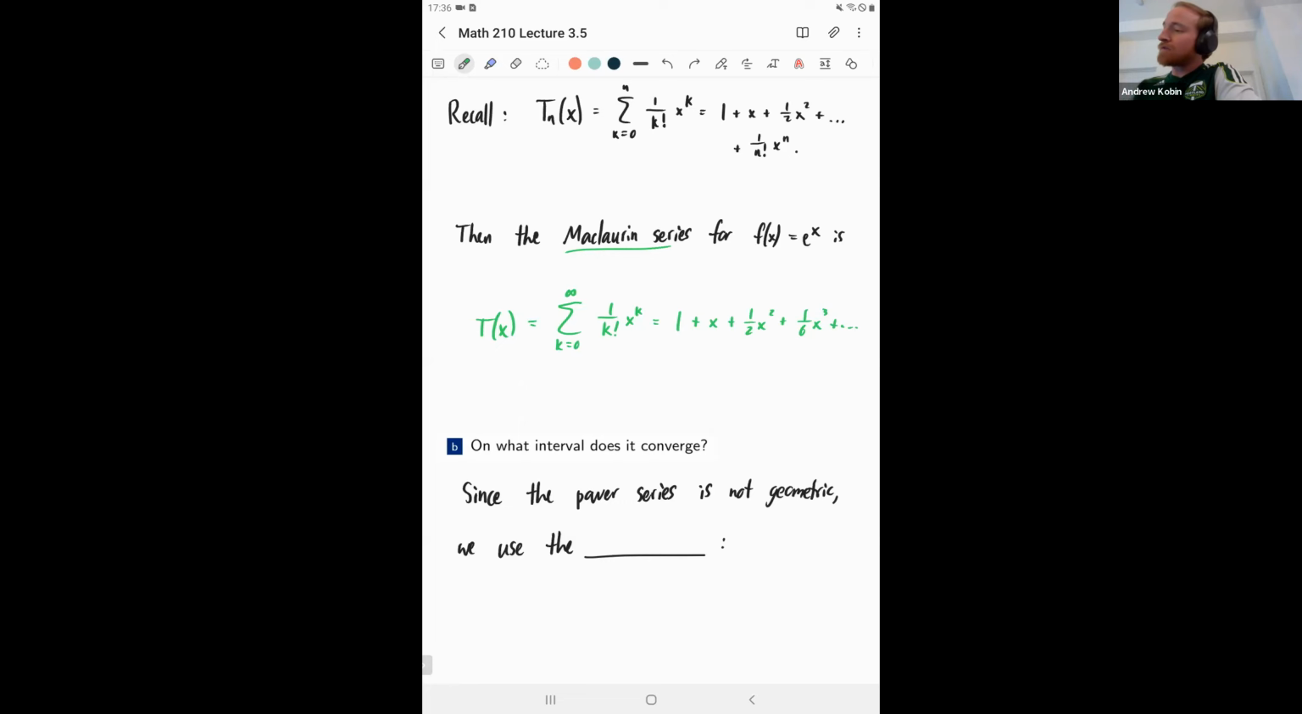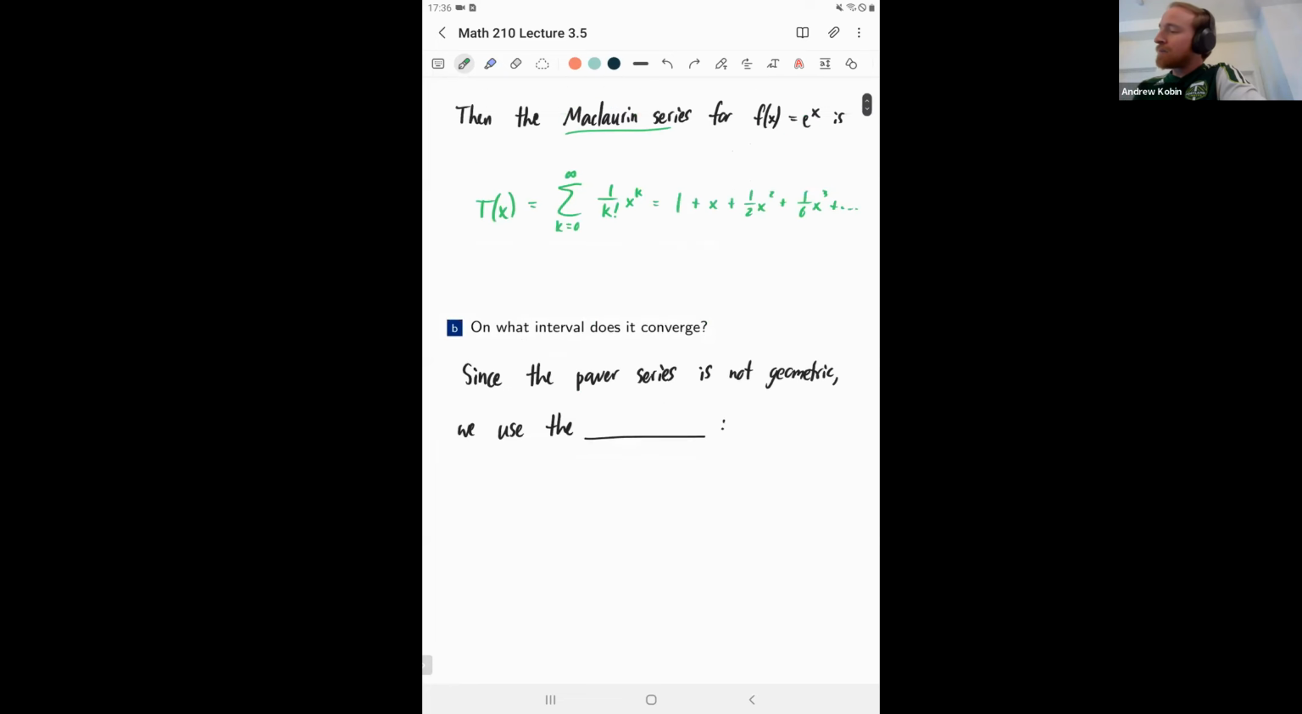So on what interval does this Maclaurin series converge? Since the power series is not a geometric power series, since I don't just have a times x to the k, I have coefficients that are changing in front of x to the k, I can't use my geometric series test.